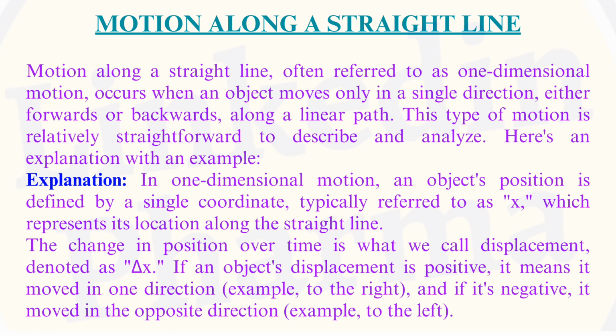Explanation. In one-dimensional motion, an object's position is defined by a single coordinate, typically referred to as x, which represents its location along the straight line. The change in position over time is what we call displacement, denoted as delta x. If an object's displacement is positive, it means it moved in one direction, for example, to the right, and if it's negative, it moved in the opposite direction, for example, to the left.